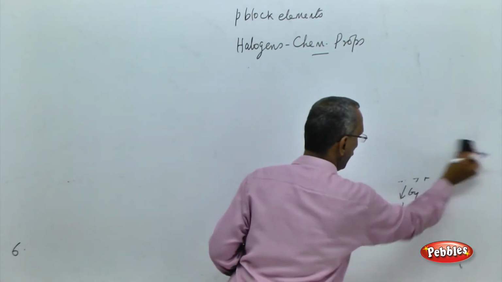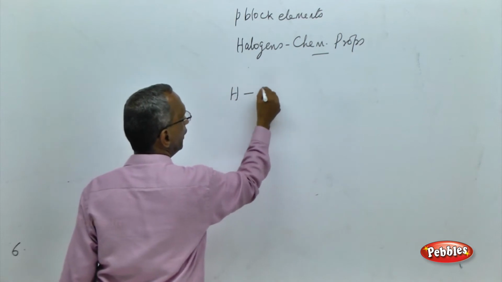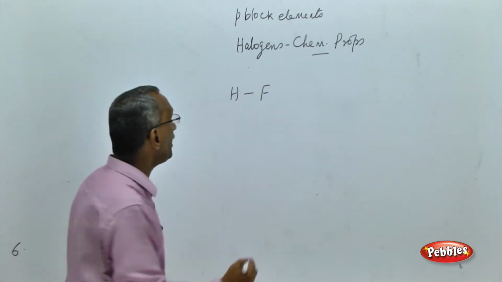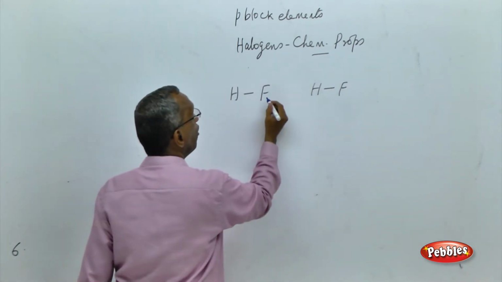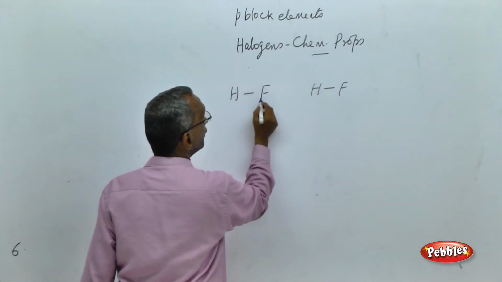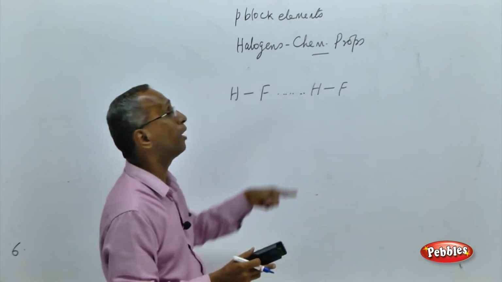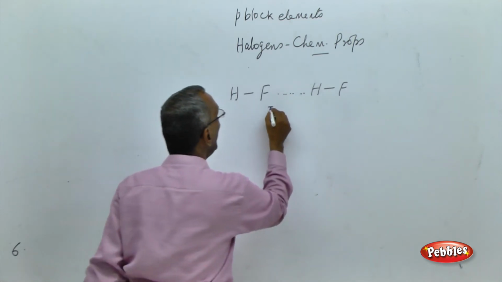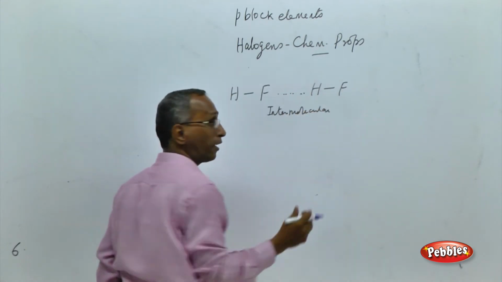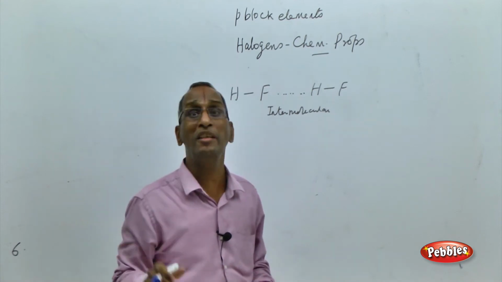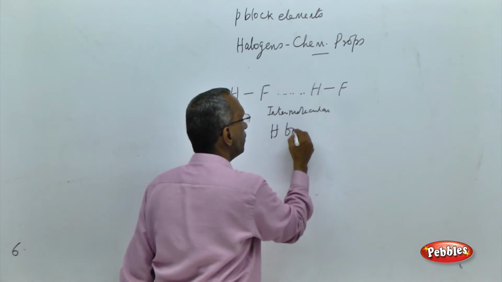What is meant by hydrogen bonding? We will illustrate. This is the structure for HF. Fluorine is more electronegative. Consider another molecule of hydrogen fluoride. Fluorine attracts hydrogen within its molecule, and it also attracts hydrogen from the adjacent molecule. That is why it is called intermolecular hydrogen bonding. It not only attracts hydrogen's electron, it attracts the hydrogen atom itself. That is why the intermolecular hydrogen bonding is stronger.